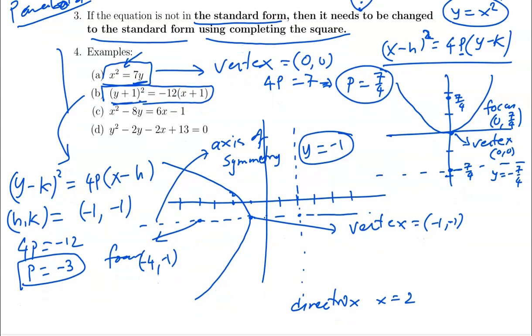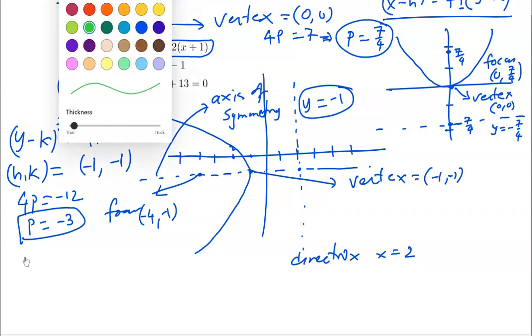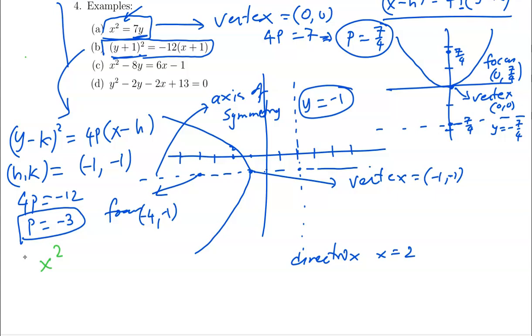All right, let's try another one. I'm going to change the color here. Let's go green. So x squared minus 8y equal to 6x minus 1. If you look at this, there's x squared, so it should open up or open down, right? I'm going to put x squared, then subtract 6x, bring that 6x to this side as minus 6x, and add 8y and move it to the other side. So it looks like 8y minus 1. Hopefully you see that, right?